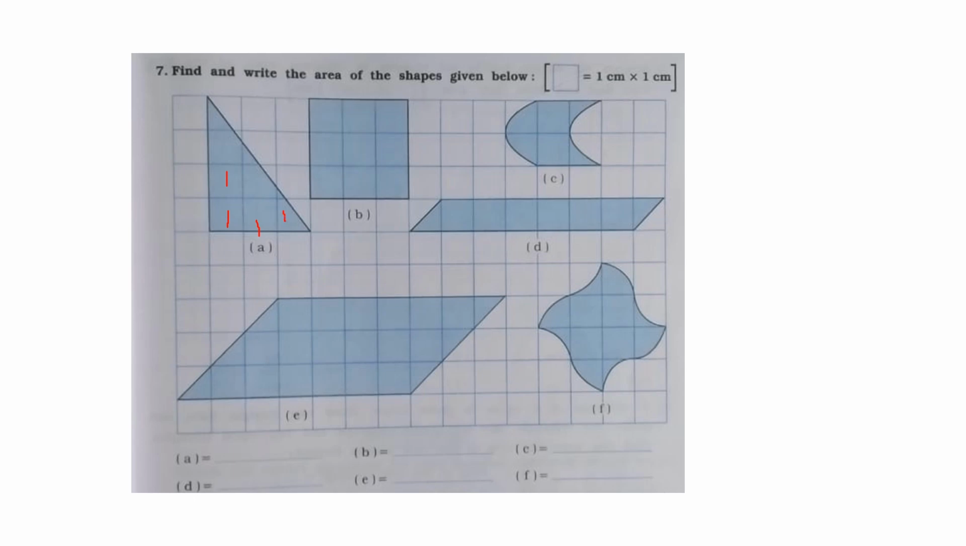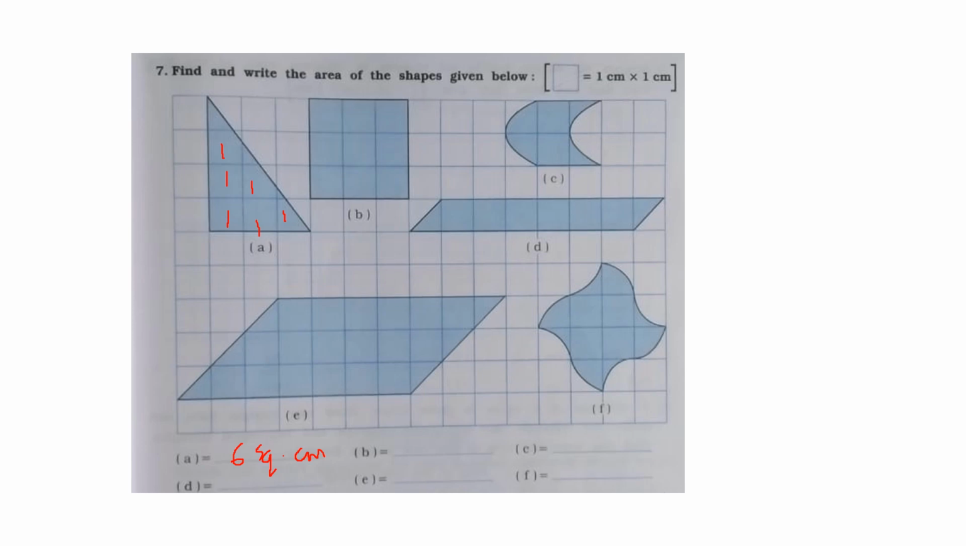So we can count it as 1. Again more than half, 1. More than half, 1. This is less than half. So whenever less than half comes, ignore it. Don't take. Okay. Again less than half. Don't take. Less than half. Don't take. So what is the area of this figure? 1, 2, 3, 4, 5, 6. So area of figure A, once again 1, 2, 3, 4, 5, 6. So area here is 6 square centimeter. It's clear, children?